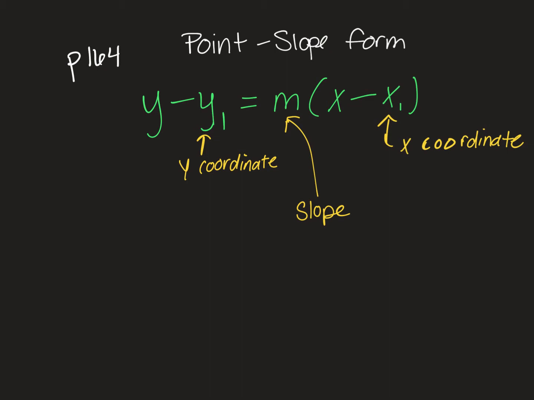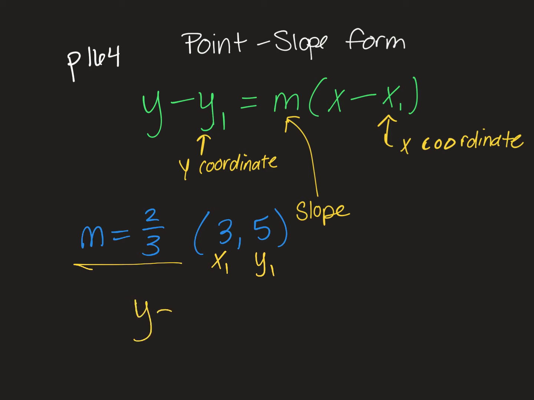No. Okay. All right, so you're going to be given something like this. So let's say your slope is 2/3 and you're given the point (3, 5). So this is going to go where m is, obviously, because it says m equals. This is x1. This is y1. So our equation is going to become y minus 5 equals 2/3 times x minus 3.